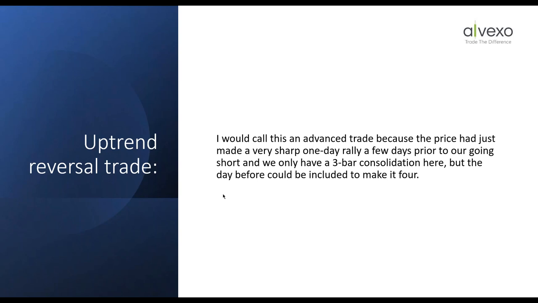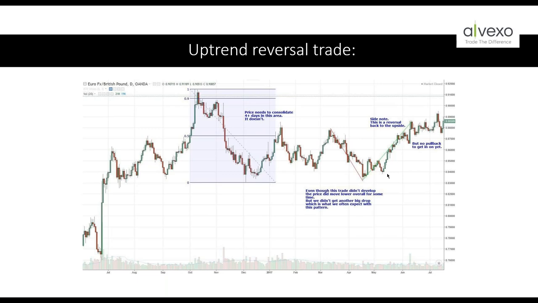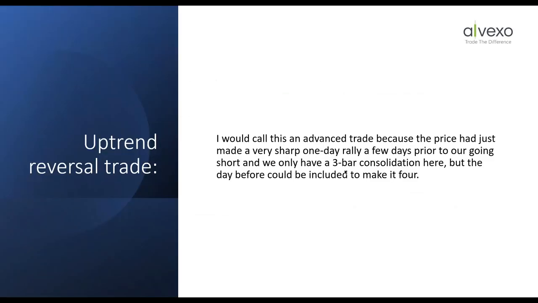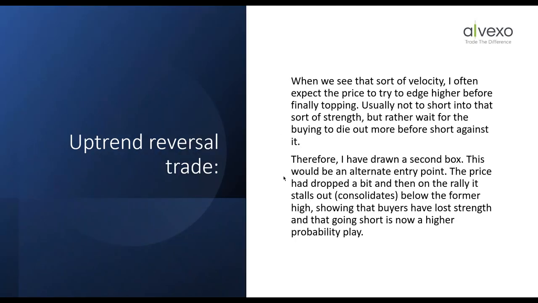I would call this an advanced trade setup because the price had just made a very sharp one-day rally a few days prior to going short. And we only have a three-bar consolidation here, but the day before could be included to make it four. When we see this sort of velocity, I often expect the price to try to edge higher before finally topping. Usually not to short into that sort of strength, but rather wait for the buying to die out before the shorts. Volume will help you see that.